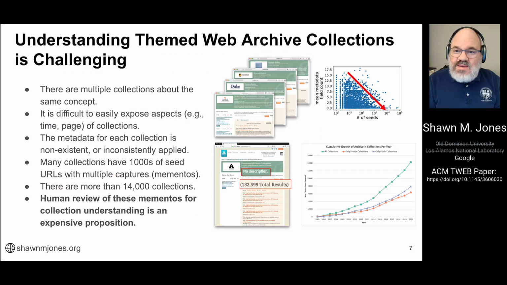So understanding themed archive collections, where there's a particular theme that somebody was using to create the collection, is very, very challenging. There's multiple collections about the same concept, like this example of many collections of human rights. It's difficult to easily expose aspects of the collection, like time or a particular page or something like that. The metadata for each collection is non-existent or inconsistently applied. As you see in the lower left, this is a collection with more than 130,000 seeds and many, many more mementos, but no description whatsoever.